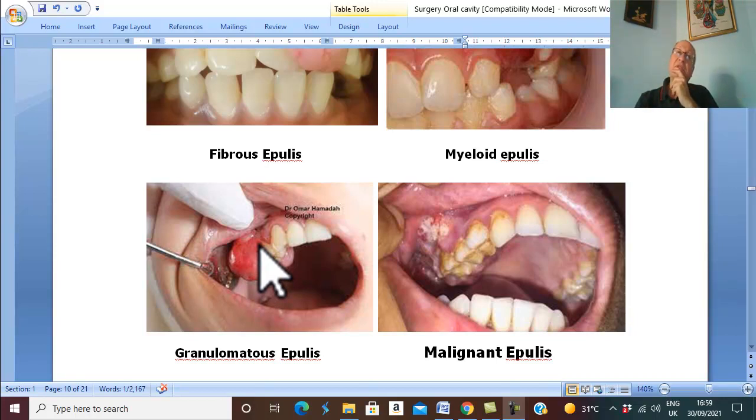The last type of epulis is malignant epulis. This is the malignant epulis. Malignant epulis may be carcinoma arising from the mucous membrane, which is stratified squamous epithelium. Therefore, it is squamous cell carcinoma of the gum. Or it may be sarcoma. Sarcoma is usually paraosteal fibrosarcoma, arising from the outer fibrous layer of the periosteum.